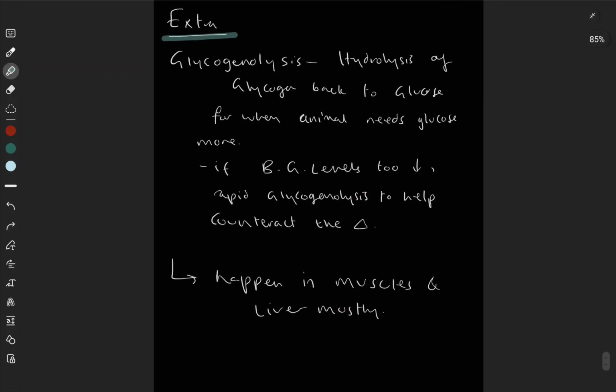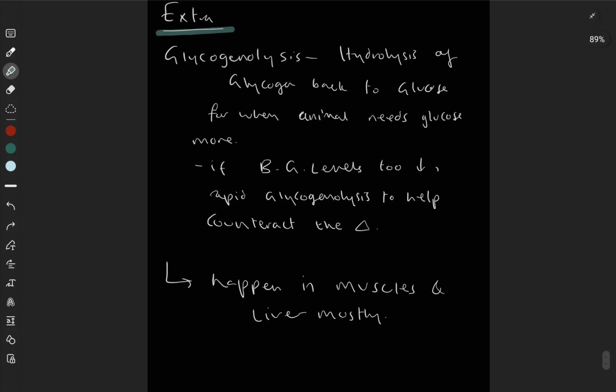That's all for polysaccharides, and I will be moving on to fats in the next video. One thing is testing for these biological molecules. I will make a separate video where I test for all of the different biological molecules you need to know for topic 1.